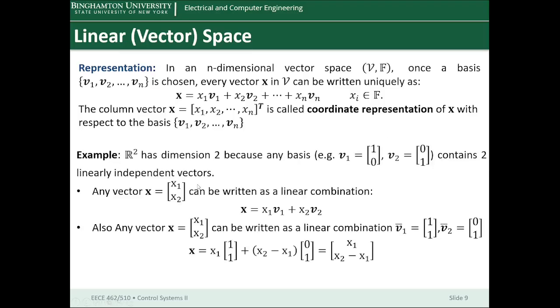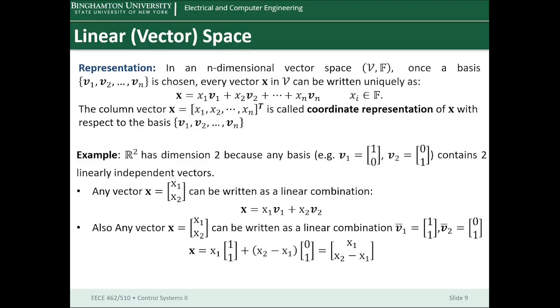For example, R2 has dimension 2, so every basis has exactly two linearly independent vectors. The standard basis is (1, 0) and (0, 1). Any vector x equals (x1, x2) can be written as x equals x1 v1 plus x2 v2. So its coordinate representation relative to the standard basis is simply (x1, x2).